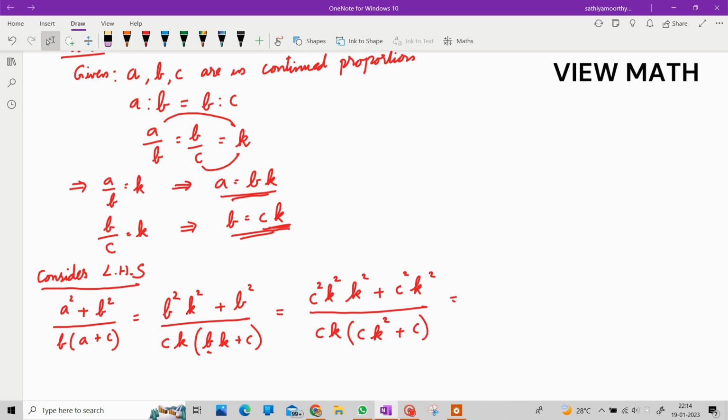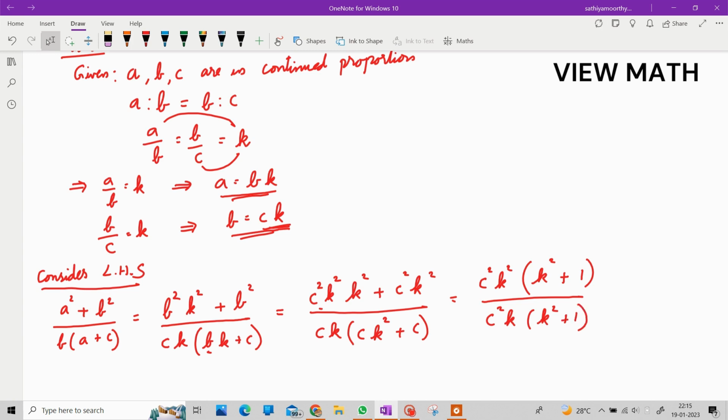Let me take the common terms in the numerator and denominator separately outside. In the numerator, c square k square is common. Let me take it outside: c square k square, inside the bracket the first term has k square, plus, since c square k square is taken outside, 1. Similarly, in the denominator, c is common. Let me take c outside: c into k square, since I have taken one c outside, plus, again, 1.